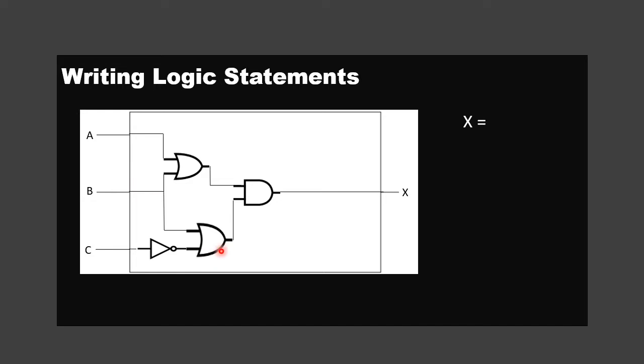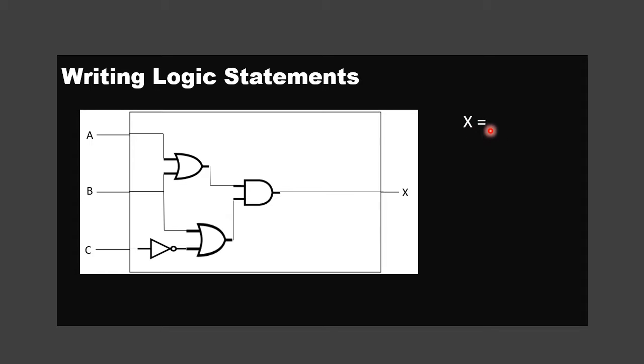Let's look at this one. The lower part has an OR gate and a NOT gate. B or not C, that's how it comes. So B and not C goes into an OR gate, so it's B or not C, and finally there is an AND between them.